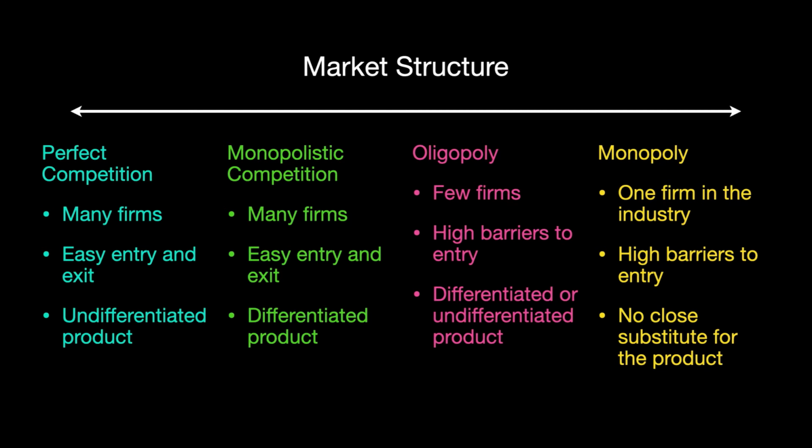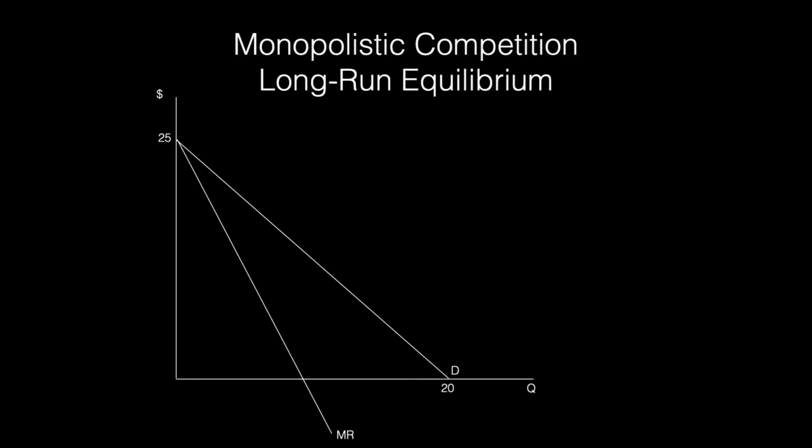Oligopoly is a market structure where there's just a few firms competing. Commercial jet manufacturing would be an example of this. Boeing and Airbus are the two main competitors in the entire world. The automobile industry, steel manufacturing, and coal mining are other examples. High barriers to entry can enable firms to be able to sustain profits over the long run. Let's now go into more depth with monopolistic competition.